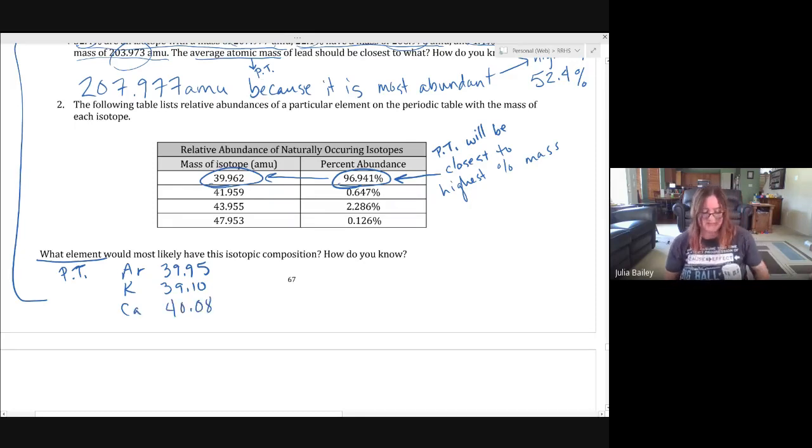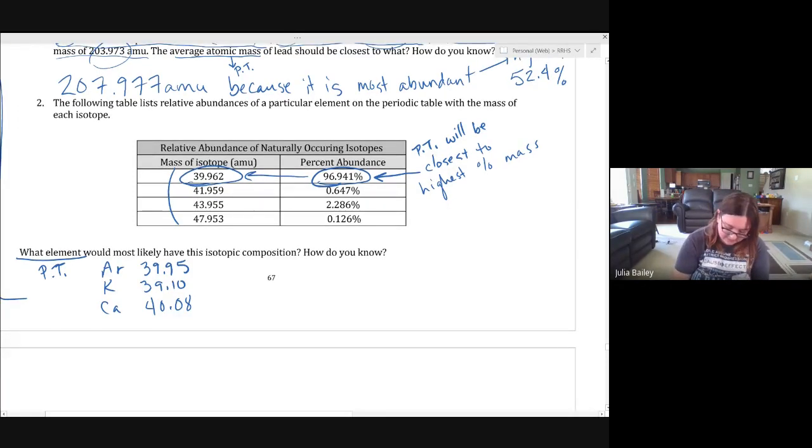Now, all of these are close to 39.962. We have to decide which one of these is the closest and also the best. I think if we look at these numbers, we can see that 39.10 is a lot further away than either 39.95 or 40.08. That's a lot further away from the 39.962, so it's probably not going to be potassium. But then choosing between argon and calcium, if you're looking just at what's closer, 39.95 is closer.